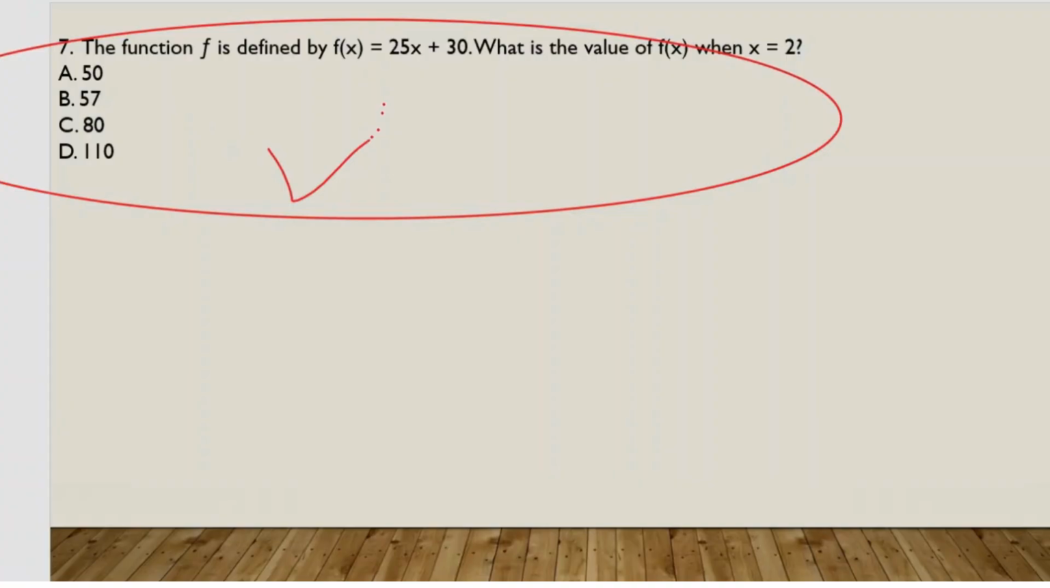So for this, what does it say? It has given us a function here, and they ask us the value of this function when x is equal to 2. So how are we gonna solve it? We're basically just gonna substitute this x with 2. So what is it gonna look like? If we put 2 here, it's gonna look like 25 multiplied by 2 is equal to 50, and 50 plus 30 is equal to 80. So what's the right answer? The right answer is C, equal to 80. That's it, as simple as that.